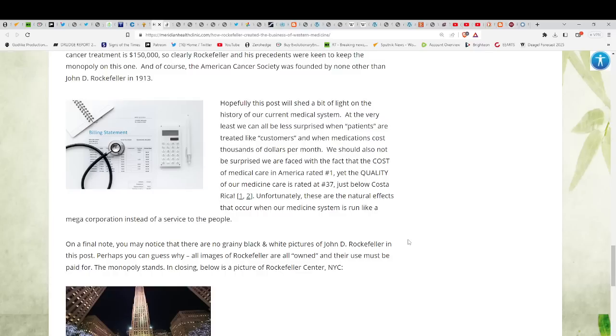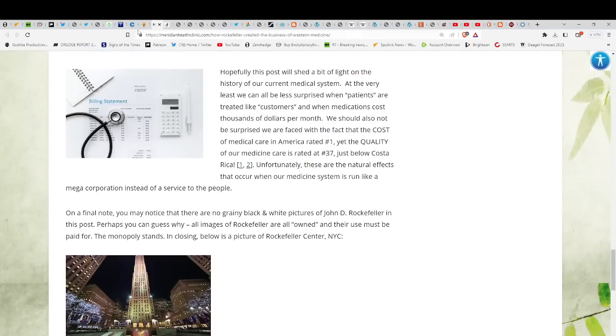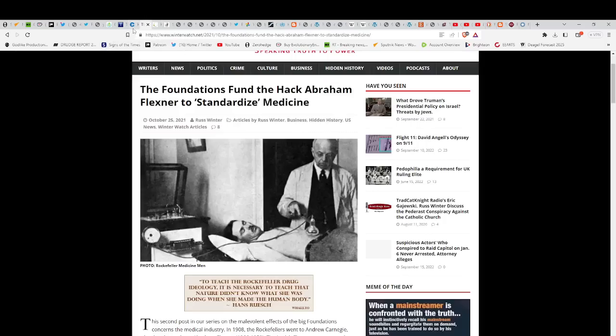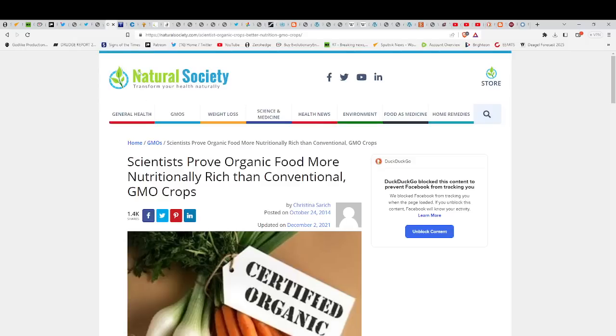On a final note, you may notice there are no grainy black and white pictures of John D. Rockefeller in this post. Perhaps you can guess why. All the images are owned and their use must be paid for. Yeah. Rockefeller Center in New York, and I have other ones too here. I'll put all the links there for you guys to look at other people's positions on this.